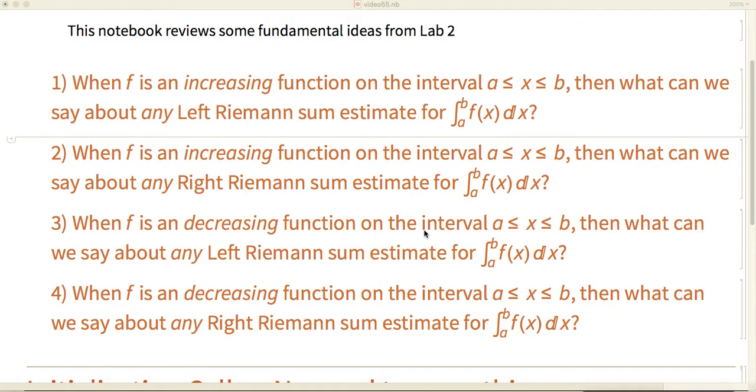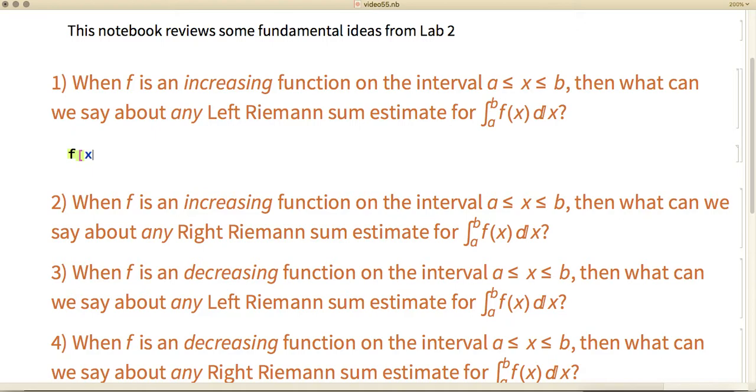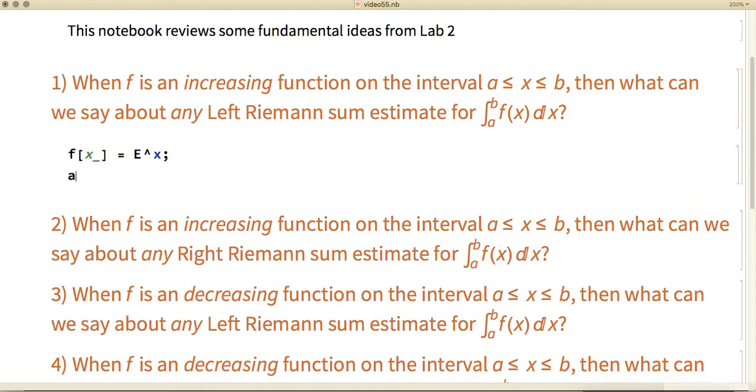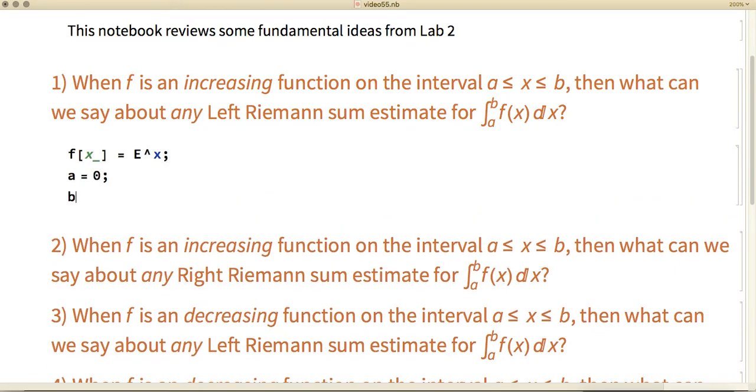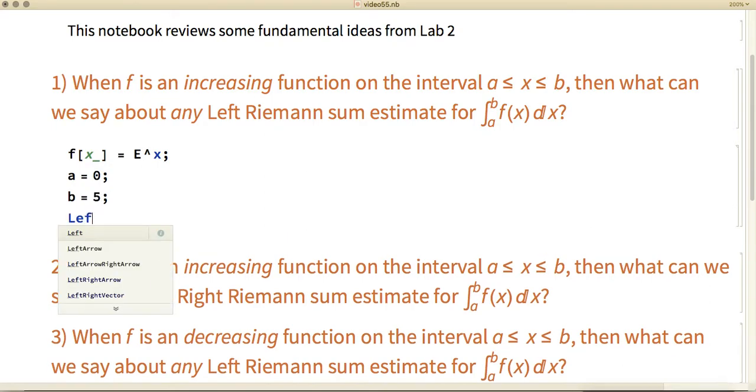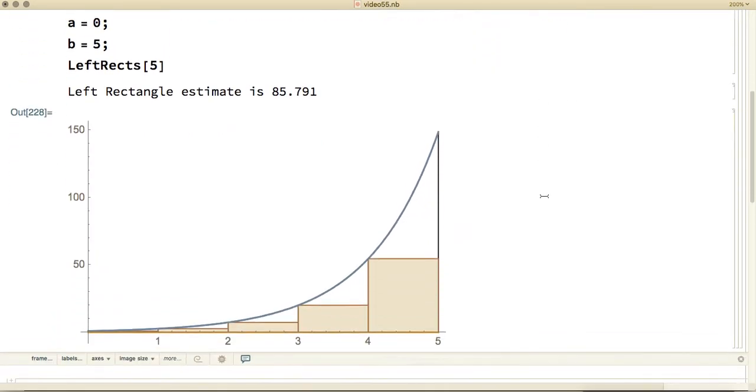Question 1 concerns increasing functions and left Riemann sums. So I want to start by letting f of x be one of my favorite increasing functions, the exponential function, e to the x. We will let a be equal to 0, and let b be equal to, let's make it 5. This notebook has the same initialization cells that Lab 2 had, so LeftRects draws a picture of a left Riemann sum with the appropriate number of rectangles. So this is the picture for a left Riemann sum with 5 left rectangles.